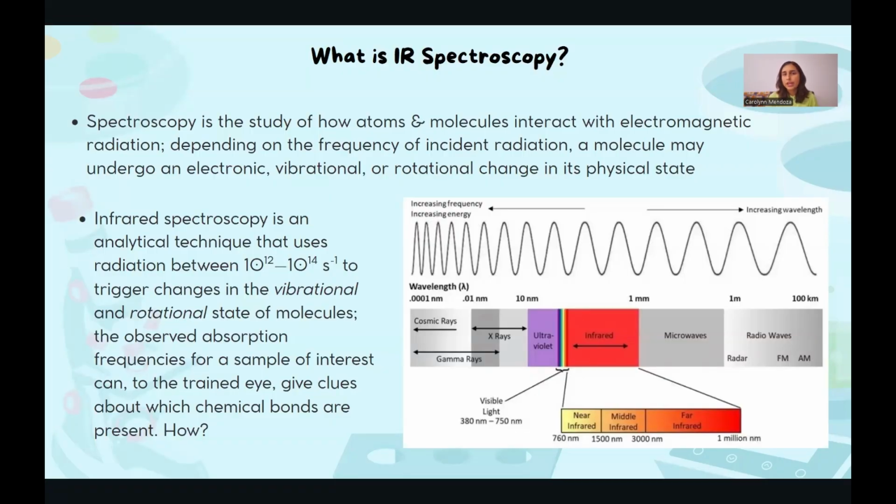So if we really want to understand IR spectroscopy, we've got to review some basics. Remember that spectroscopy in general is the study of the interaction of atoms and molecules with electromagnetic radiation. The key to all these different spectroscopic techniques is that depending on the wavelength of the incident radiation, atoms and molecules will undergo different physical processes. Each of these can tell us useful information about the structures of the atoms and molecules. IR spectroscopy in particular utilizes radiation from the infrared region of the spectrum.